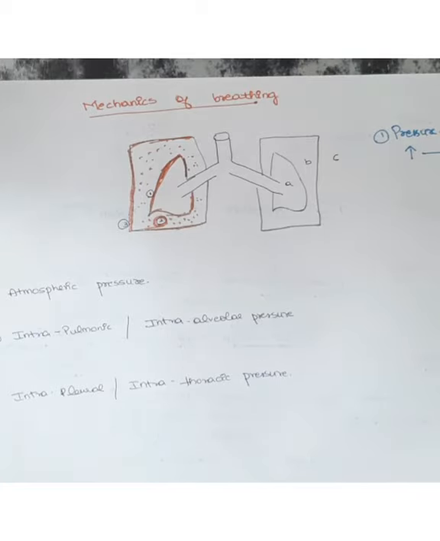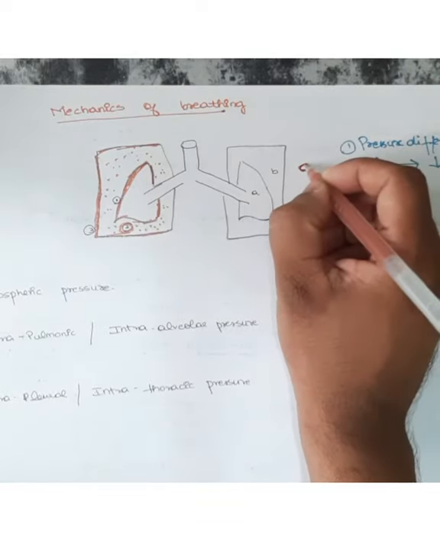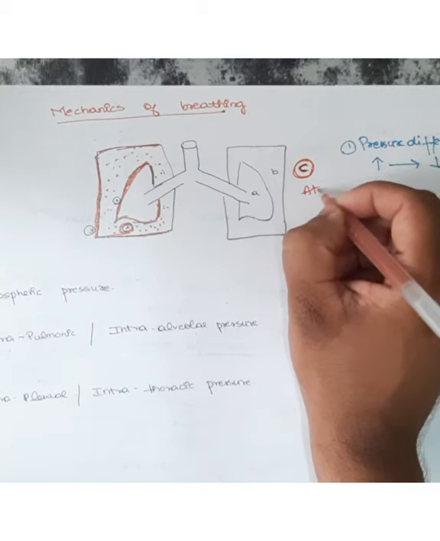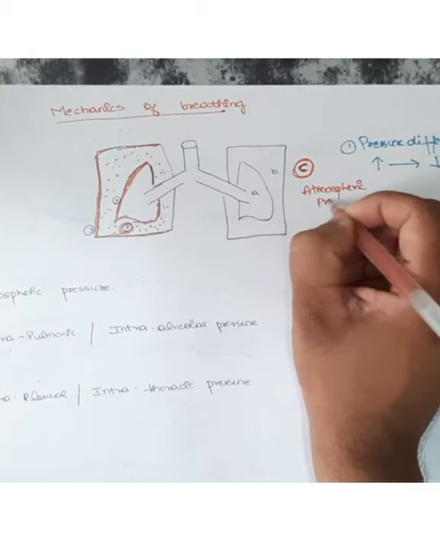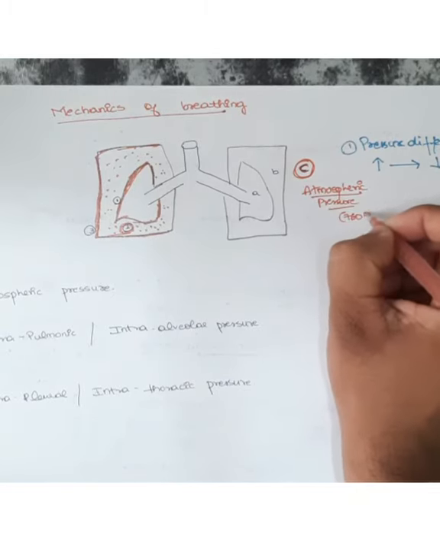In a similar fashion, we have the pressure that is outside here. The C refers to the pressure that is outside. What do you call it? Atmospheric pressure. What is the atmospheric pressure? 760 mmHg.